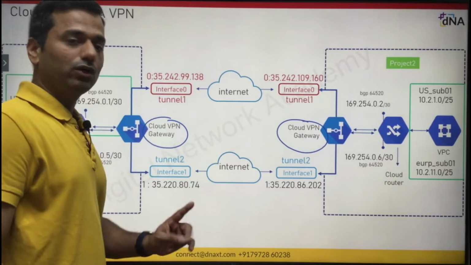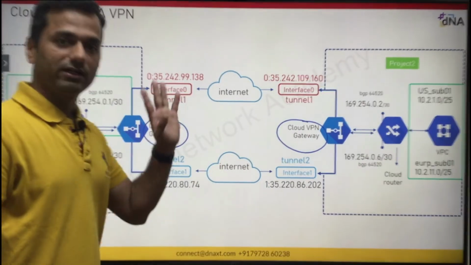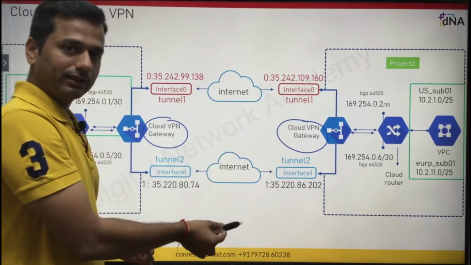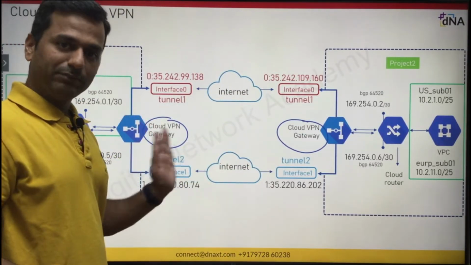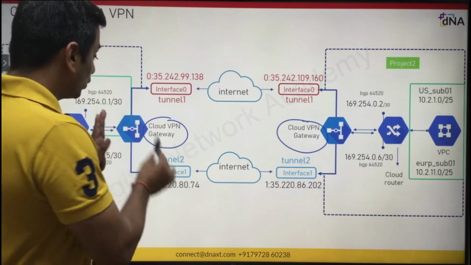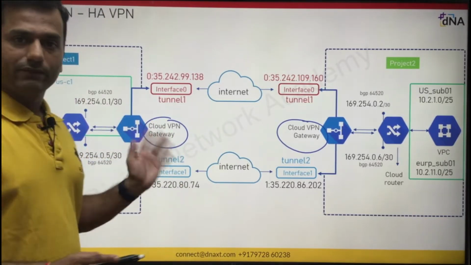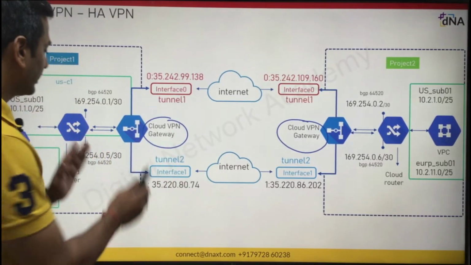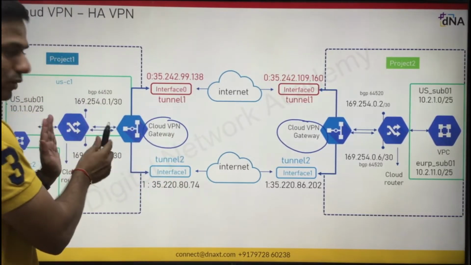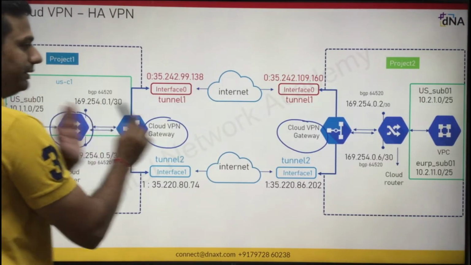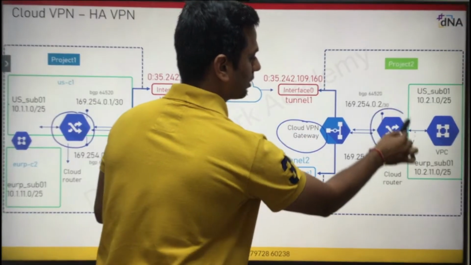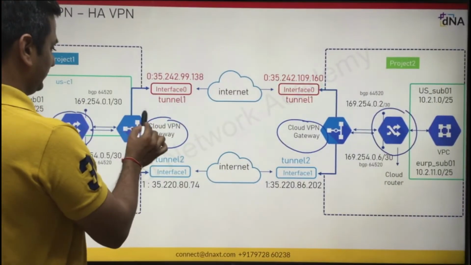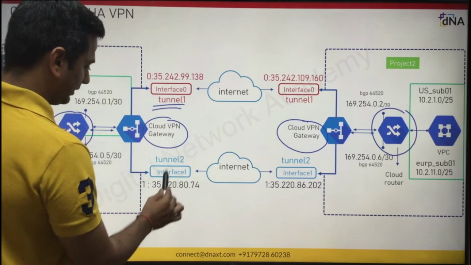Basically, Cloud VPN provides you only two interfaces and two public IP addresses, and tunnel 1 and tunnel 2. That's it. It is just a site-to-site VPN. You cannot run BGP on the cloud VPN gateway. It's a gateway for VPN. Behind your gateway, you have a cloud router. Then how many tunnels do you have, guys? Two tunnels, right? Tunnel 1 and tunnel 2.